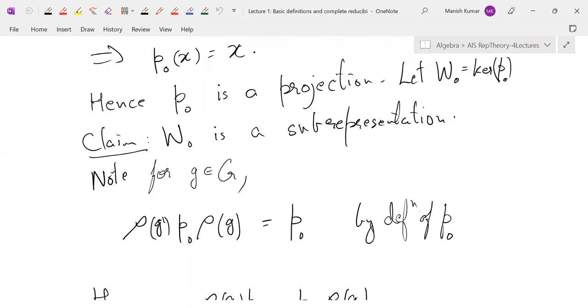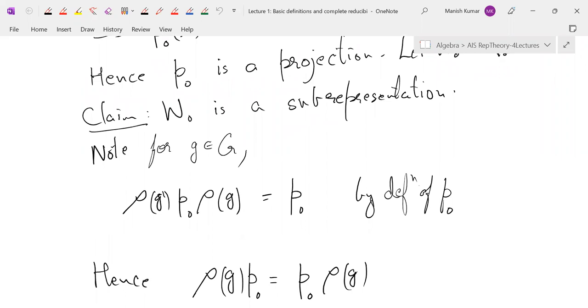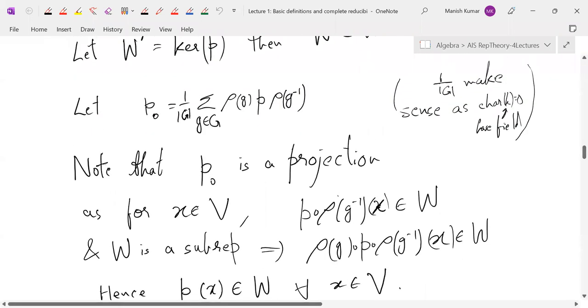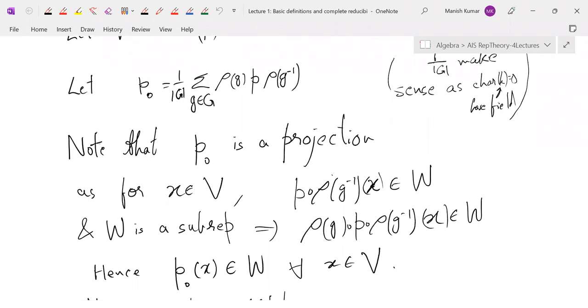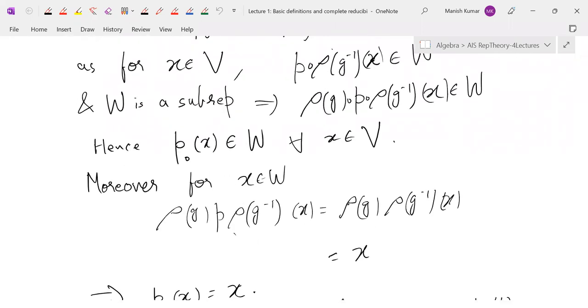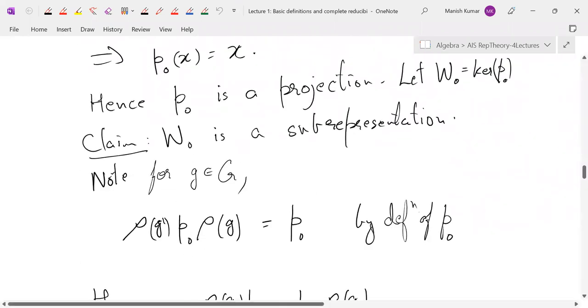So note for g in G, if you take rho g inverse p0 rho g, you again get p0. Because if you look at this expression, maybe rho h I should have done. It's just reordering: multiplication by hg here and hg inverse here. So it's just reordering this sum. Instead of g, you sum it over hg. So when you do this, you get p0, more or less by the definition of p0.